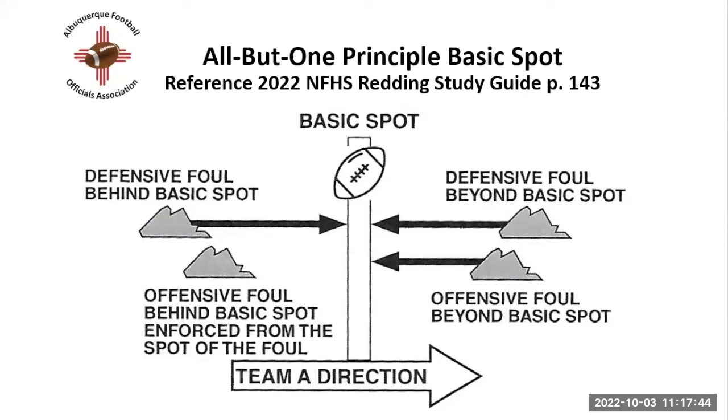Anyways, here you see the examples with the arrows are the 3 cases where you're going to use a basic spot foul. Again, that's any foul on the defense, either behind the basic spot or beyond the basic spot. Also a foul on the offense that's beyond the basic spot. As you see in this example, the team is going from left to right. The basic spot is marked in the middle. And those 3 with the arrows pointing at the basic spot are all the examples of the first 3 in the all but one principle. The one on the bottom left corner is the all but one, the one example out of the 4 where the offense foul happens to occur behind the basic spot. That will be a spot foul.